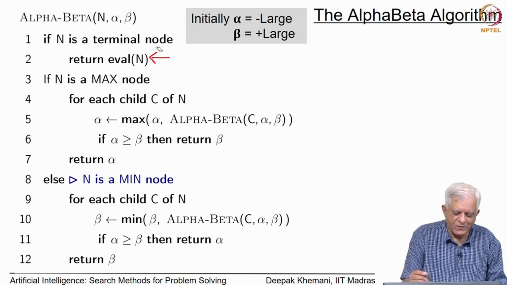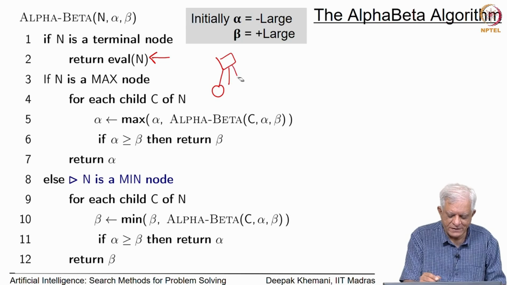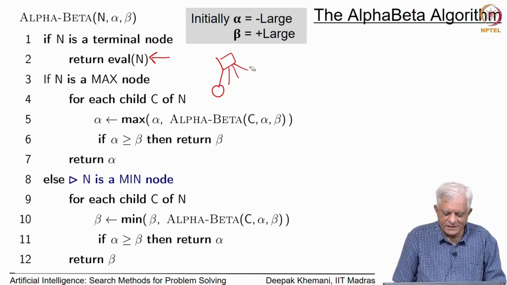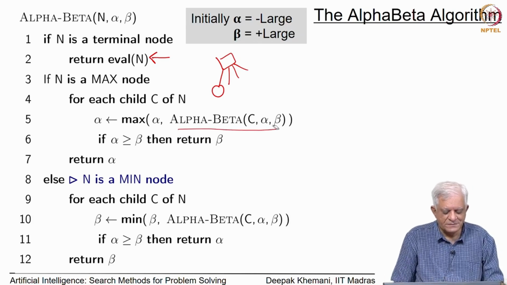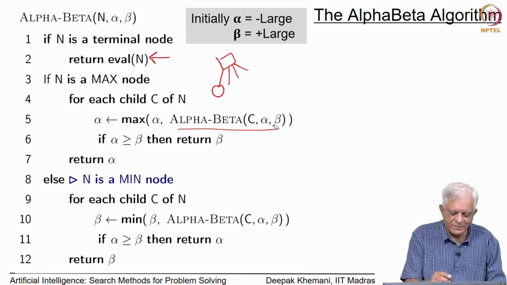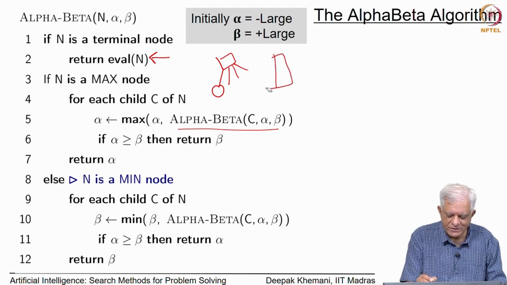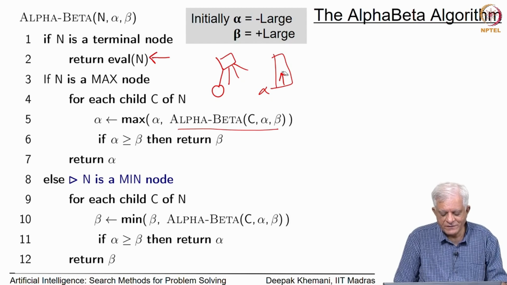So, as before, if n is a max node, then you start looking at a child C one by one, first, second, third and so on, and for each child you make a recursive call to alpha beta again, and the value that you want to compute is the maximum of what it had earlier. Remember that this is the alpha value that you had to start with when the call was made, and you are simply trying to see if you can get a better value than this.